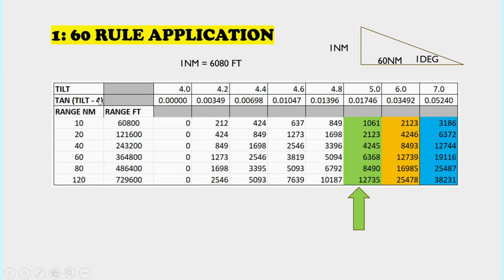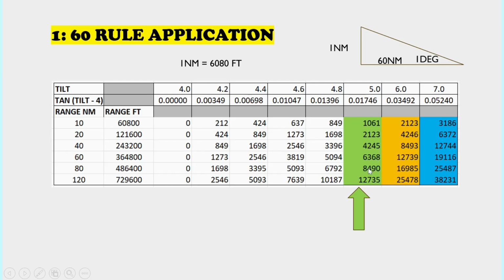If you look at the green column here, at 10 nautical miles, 1 degree is almost 1,000 feet. 20 nautical miles is 2,000 feet. 40 nautical miles is almost 4,000 feet. 60 nautical miles is 6,000, and so on. You can clearly see that if you add 2 zeros to each of these ranges in nautical miles, that will convert into how many feet above you the clouds are. That's very important. This is a very important approximation for determining cloud tops.